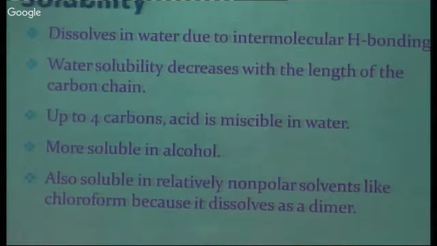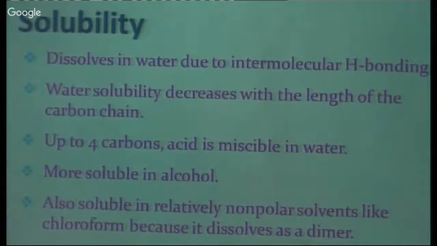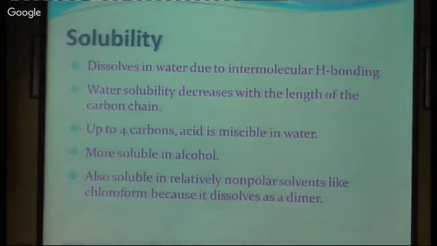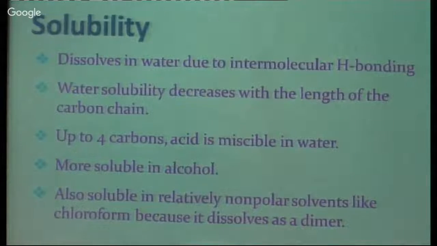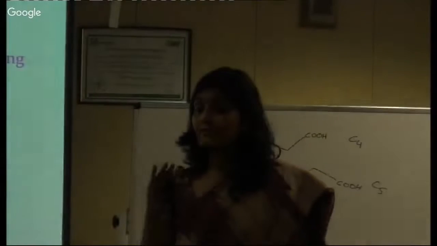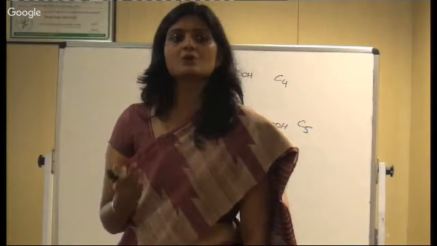Next, let us talk about the solubility of carboxylic acids. You find that aliphatic carboxylic acids having up to 4 carbons, that is up to butyric acid, are completely soluble in water. However, as the carbon chain length increases, the solubility goes on decreasing. Now, before we answer why the solubility is decreasing on increasing the chain length, let us first understand what makes carboxylic acid soluble in water.